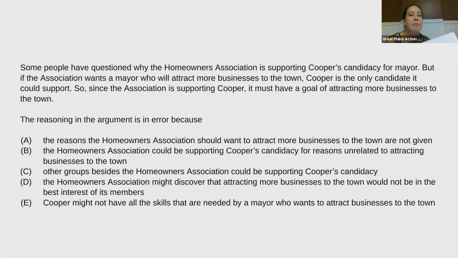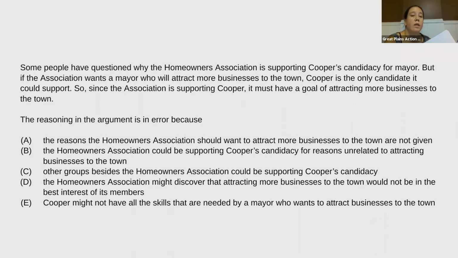All right, it says some people have questioned why the homeowners association is supporting Cooper's candidacy for mayor. But if the association wants a mayor who will attract more business to the town, Cooper is the only candidate it can support. So since the association is supporting Cooper, it must have a goal of attracting more businesses to the town.